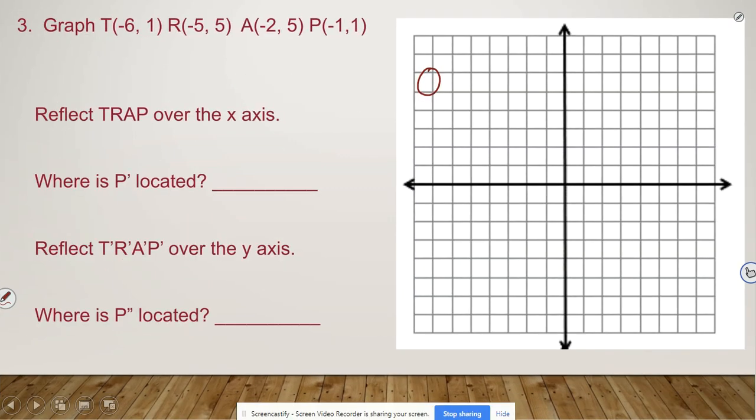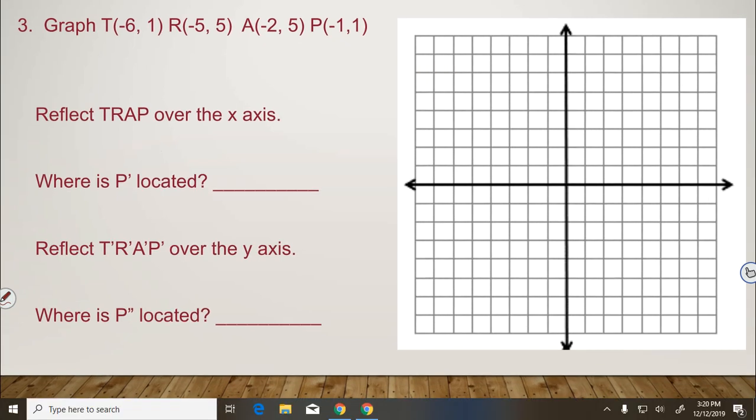So now let's try to do some reflections, starting with graphing TRAP. So we have T at (-6, 1), so that's left 6 and up 1. R is at (-5, 5), so that's left 5 and up 5. A is at (-2, 5). That's left 2 and up 5. And P is at (-1, 1), so that's left 1 and up 1.